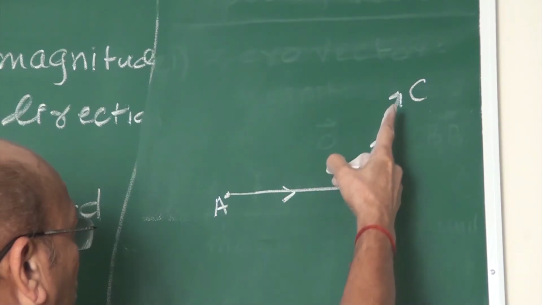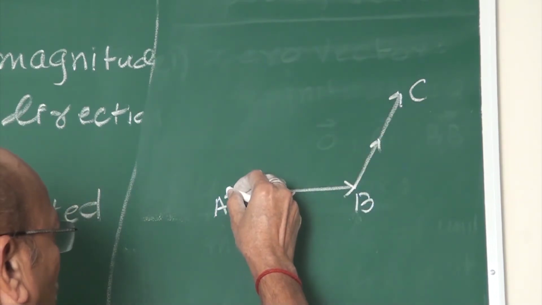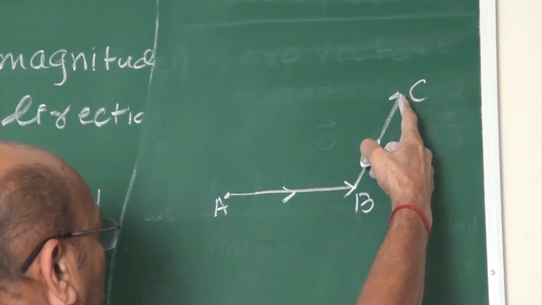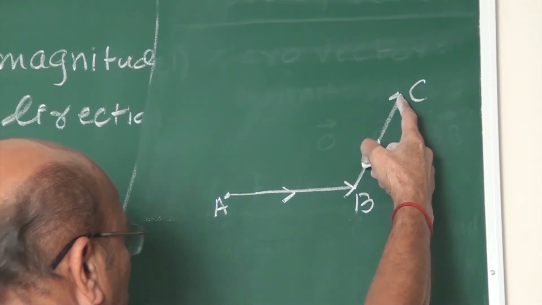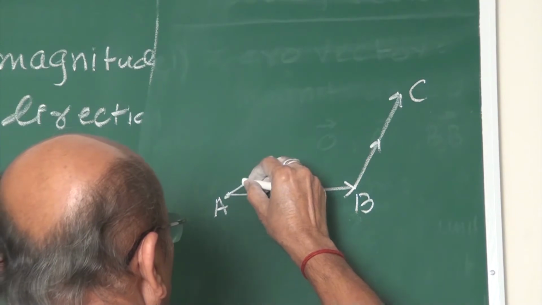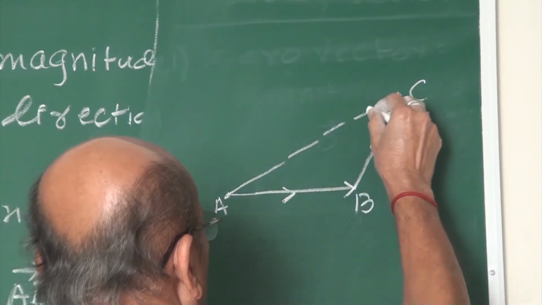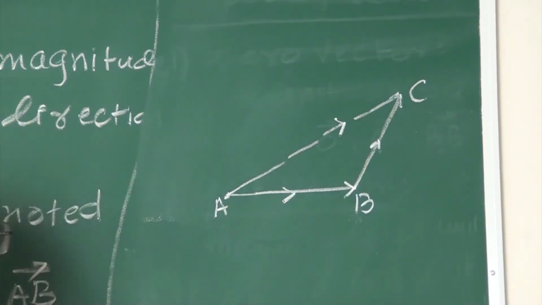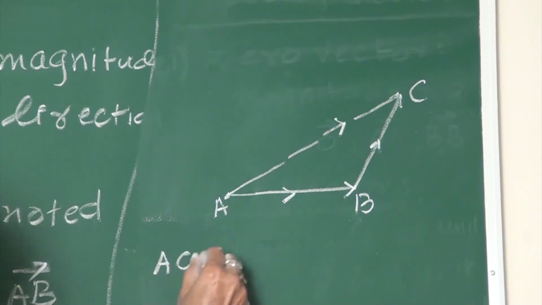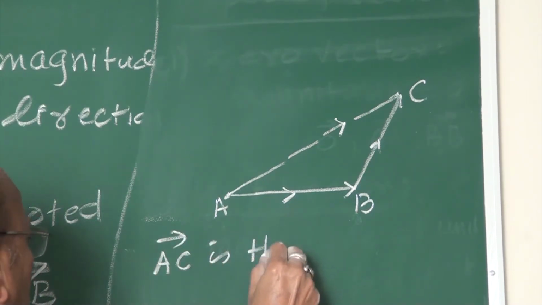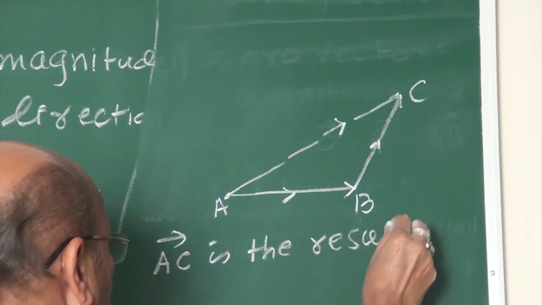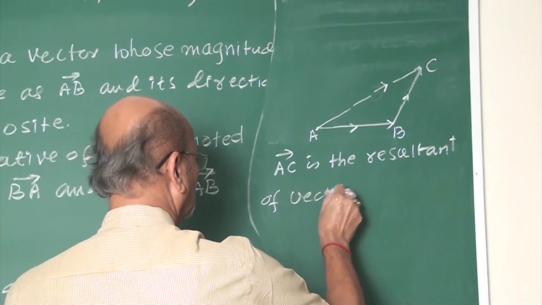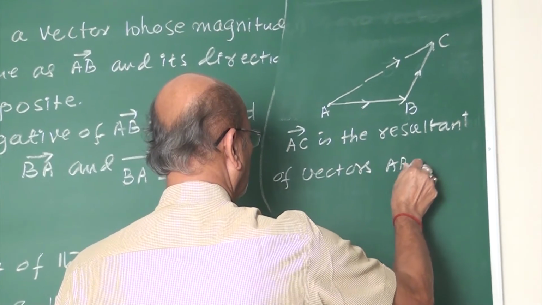Then what is the resultant of AB and BC? It is a line joining initial point of the first vector to end point of the last vector. Here the last vector is the second vector. Then my friends, this is the resultant, and this is the direction from A to C. In this case, my friends, vector AC is the resultant of vectors AB and BC.